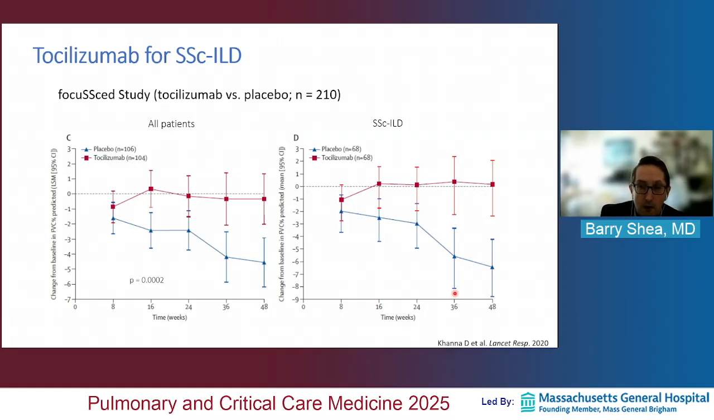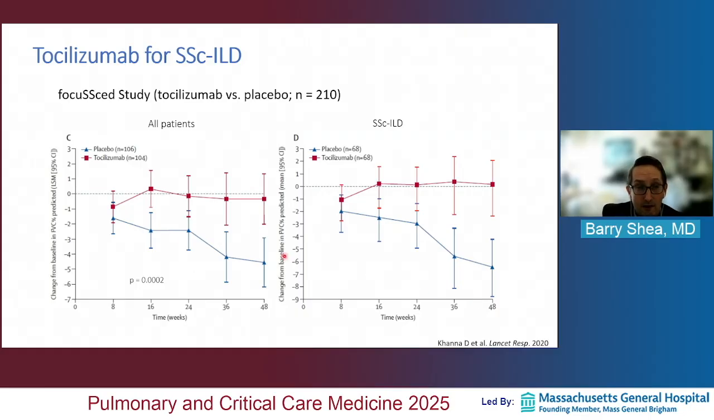They had elevated inflammatory markers. About 2/3 of these patients had interstitial lung disease, but having ILD was not a prerequisite for study entry. The primary endpoint in this trial was improvement in skin disease, and tocilizumab failed to meet that primary endpoint. It did not seem to be effective for the skin disease.